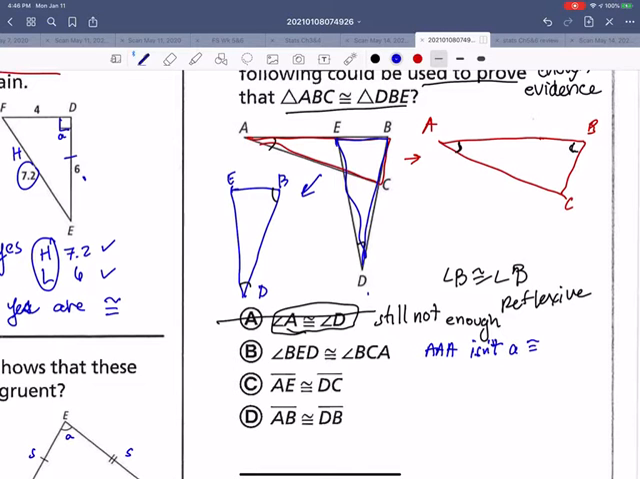It is not a congruent triangle theorem. So that's not going to be enough. It would be enough to show that they're similar, but not that they're congruent. Okay, so let's keep looking.